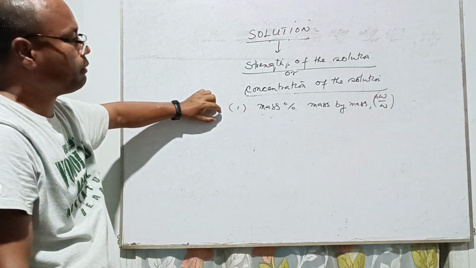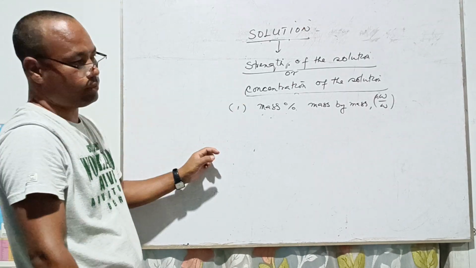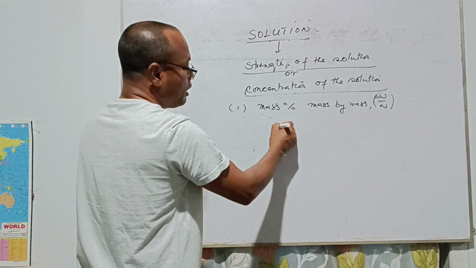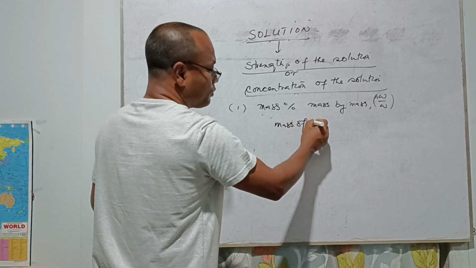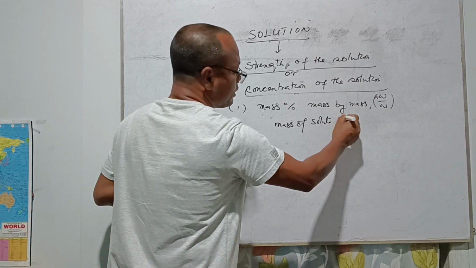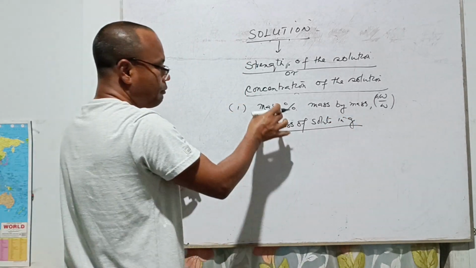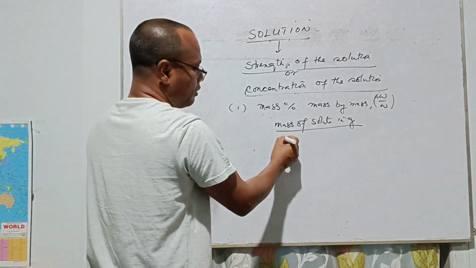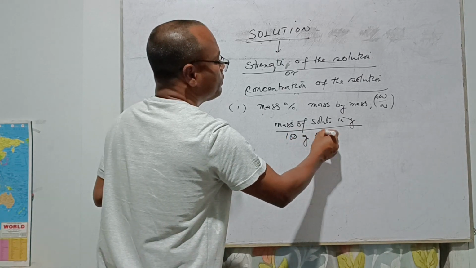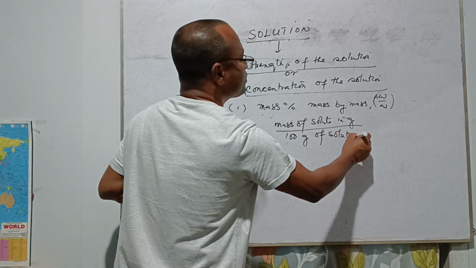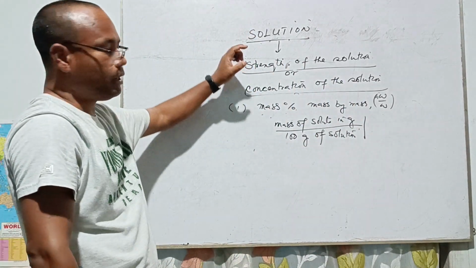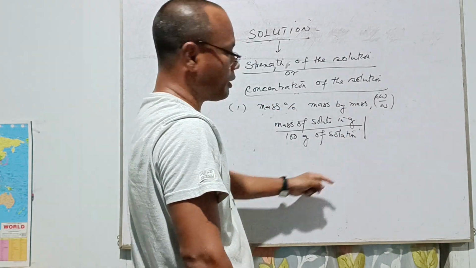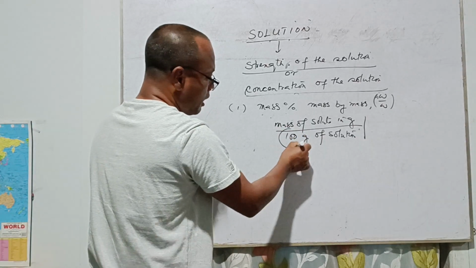So what do you mean by the mass percentage of the concentration of the solution? The mass percentage of the solution means the mass of the solute present in grams, that is, the amount of the solute present in grams in 100 grams of the solution. One thing please remember here: solution means the mixture of the two components. One is the solute, another is the solvent.